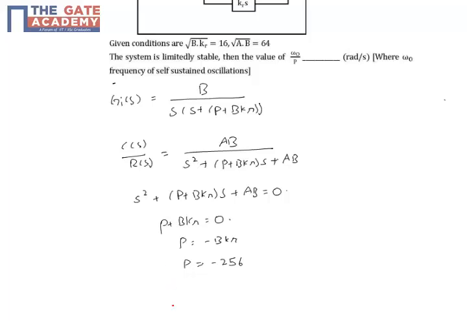Okay, and we will go to the next part, that is to determine omega naught. The frequency of sustained oscillation will be calculated from the remaining part of the characteristic equation. Now that we have the characteristic equation as s square plus ab equal to 0, omega naught will be equal to root of ab. In the question, root of ab is given as 64.